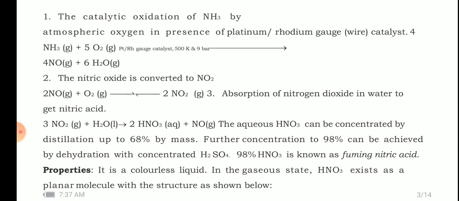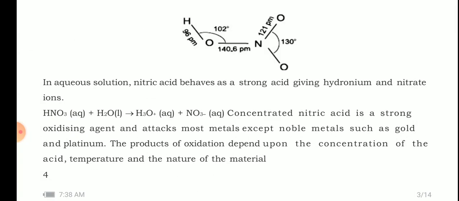The aqueous nitric acid can be concentrated by distillation up to 68% by mass. Further concentration to 98% can be achieved by dehydration with concentrated sulfuric acid, and 98% nitric acid is known as fuming nitric acid. Properties of nitric acid: it is a colorless liquid. In the gaseous state, nitric acid exists as a planar molecule with a structure as shown below. The structure of nitric acid is this one.